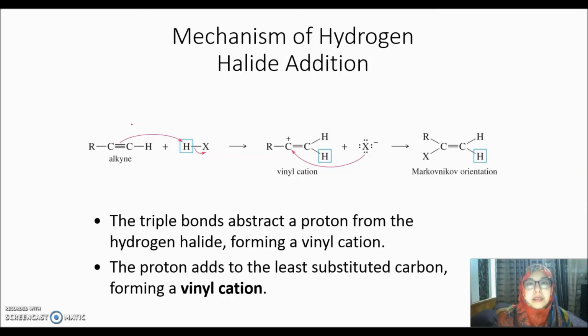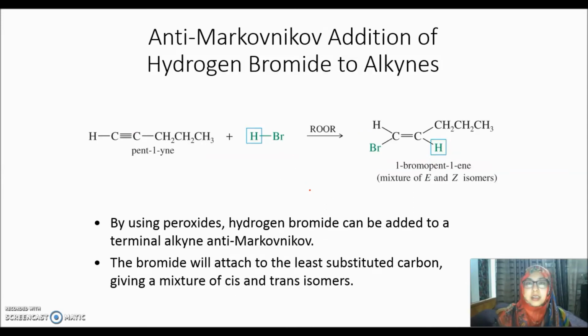Now, the mechanism of hydrogen halide addition is very similar to the previous hydrogen halide addition for alkene, where the later part of the reaction is when the nucleophile attacks the cation. The triple bond abstracts a proton from the hydrogen halide, forming a vinyl cation. Then the proton adds to the least substituted carbon.